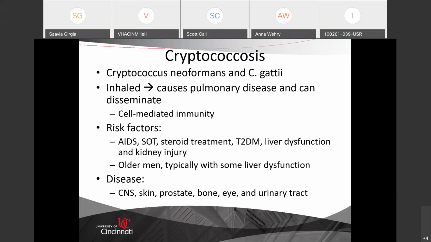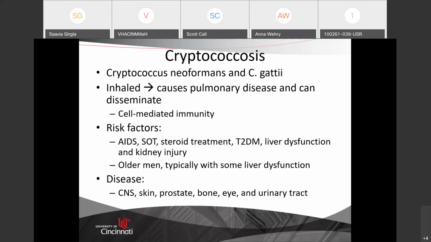You get infected from inhalation, and it causes a disseminated pulmonary disease, particularly in patients that have a cell-mediated immunodeficiency. So when you're thinking about people that are at risk for Cryptococcus, think about people that don't have good cell-mediated immunity. So people with AIDS, solid organ transplants, a lot of our immunosuppressions are cell-mediated. Steroid dependence and people that are on chronic steroid treatment, those with type 2 diabetes, liver dysfunction, and kidney disease.